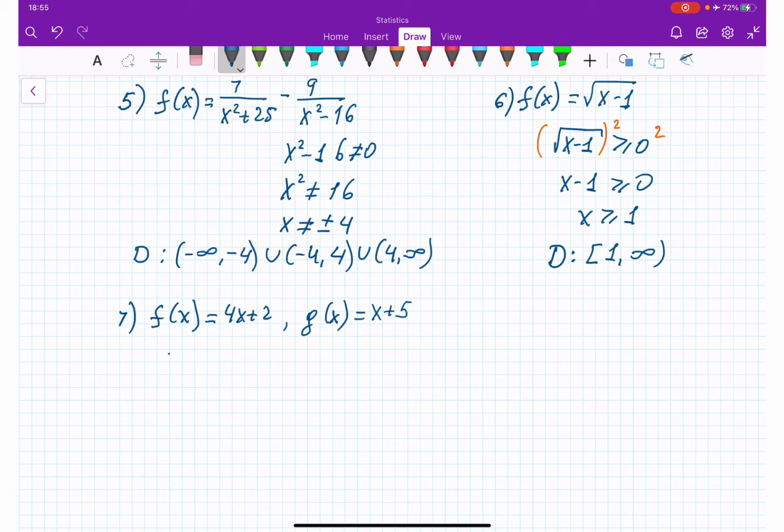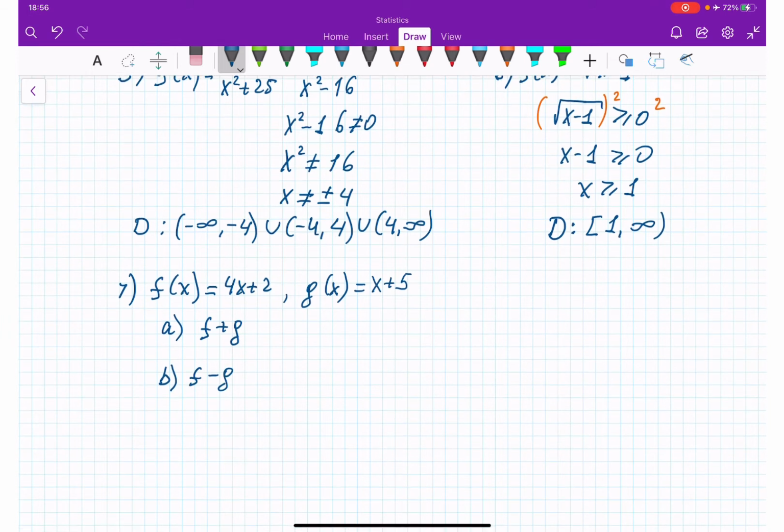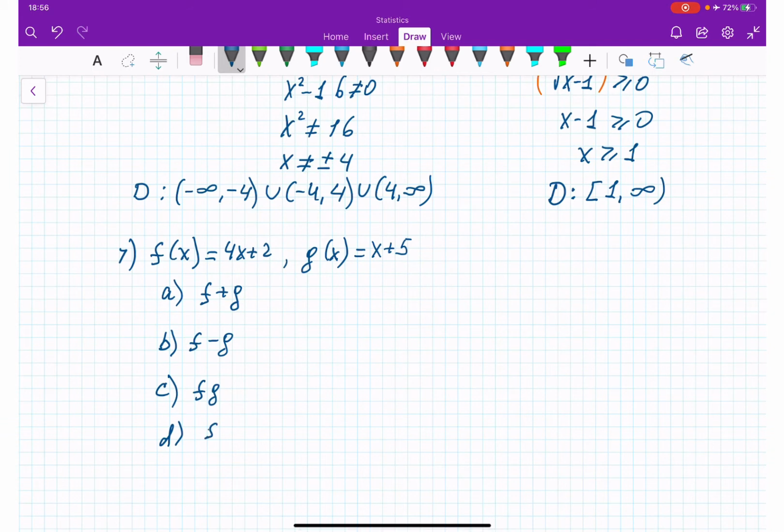A. Find f plus g. B. Find f minus g. C. Find f times g. And D. f over g. Okay.